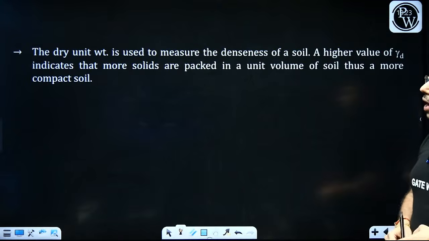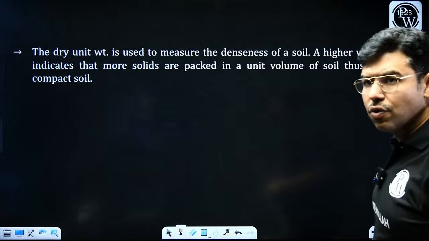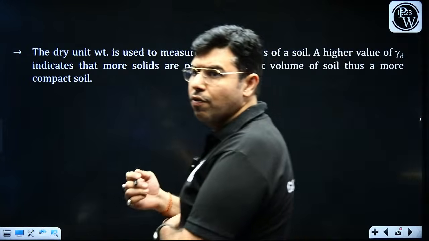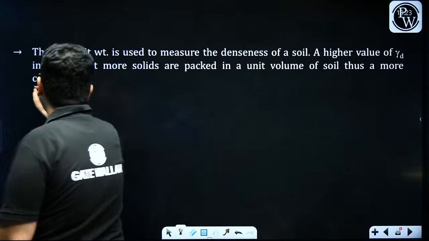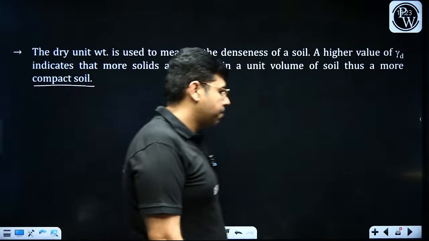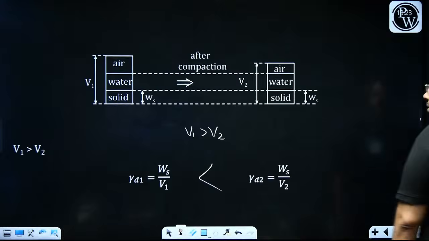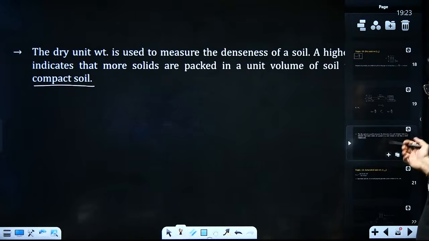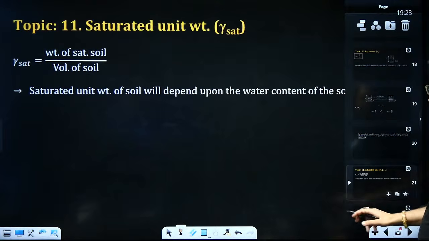So the dry unit weight is used to measure the denseness of the soil. A higher value of gamma D indicates that more solids are packed in a unit volume of soil. Thus, we have a more compact soil. Okay, simple. So the degree of denseness in an embankment can be checked with the help of gamma D.